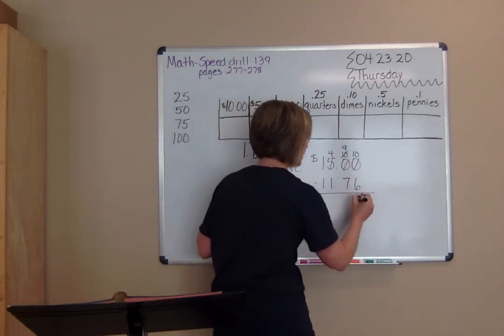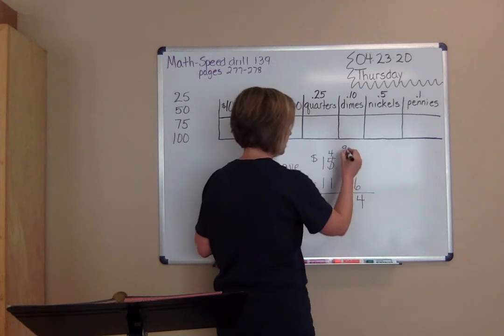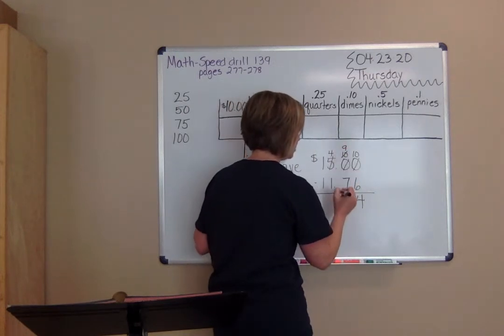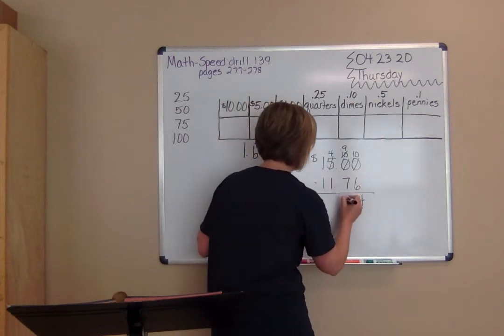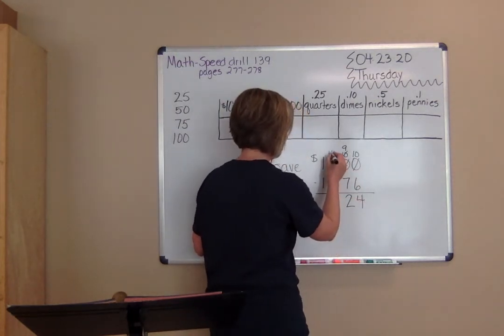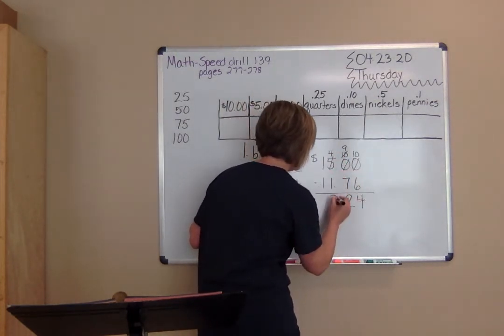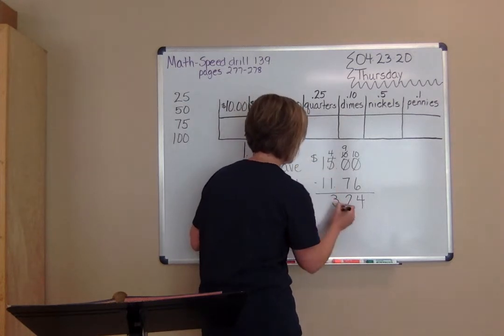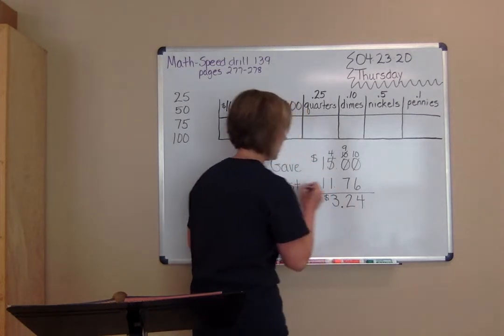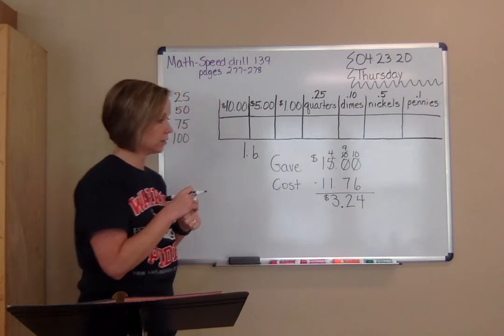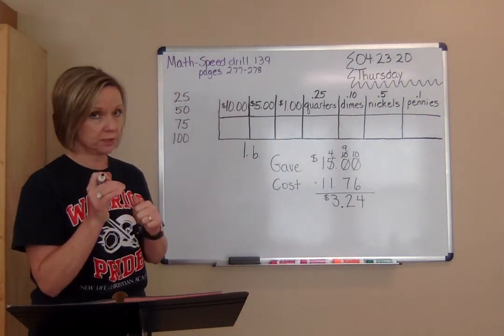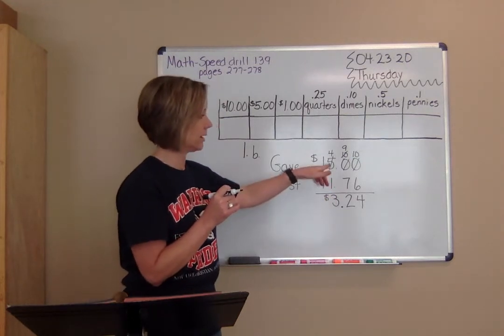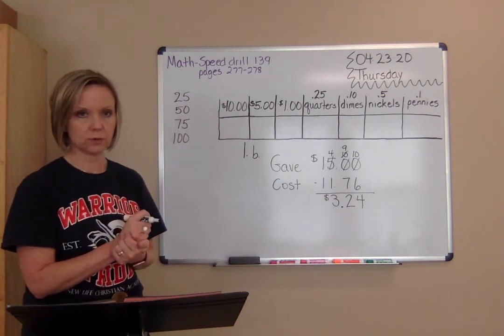10 minus 6 equals 4. 9 minus 2, I gave you the answer. 9 minus 7 equals 2. 4 minus 1 equals 3. 1 minus 1 equals 0. So you should have change of $3.24. And if you wanted to check, you could add these two amounts and it should equal $15.